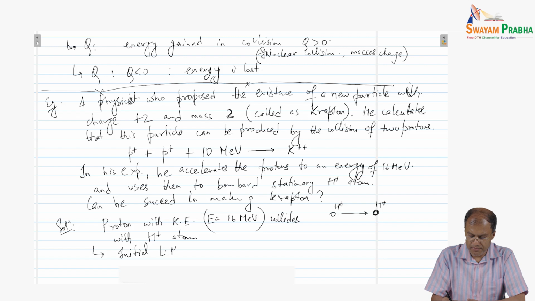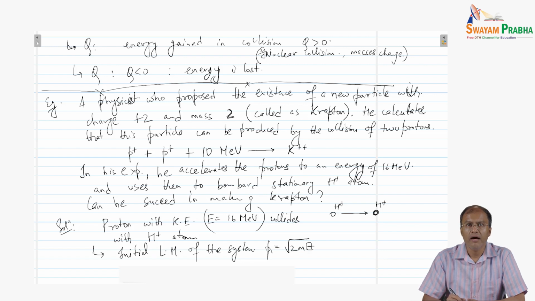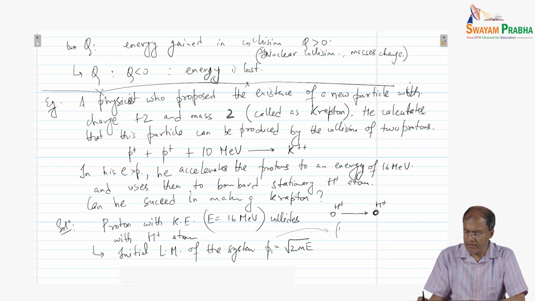And the initial linear momentum of the system P1 is square root 2mE, right? Well, we can directly calculate that P is m times v, but P square is m square v square, and this is 2mE because E is the kinetic energy of the proton, E being half mv square. So that is the formula that we are using. So the initial linear momentum of the system is square root of 2mE. From here we get the formula, right?